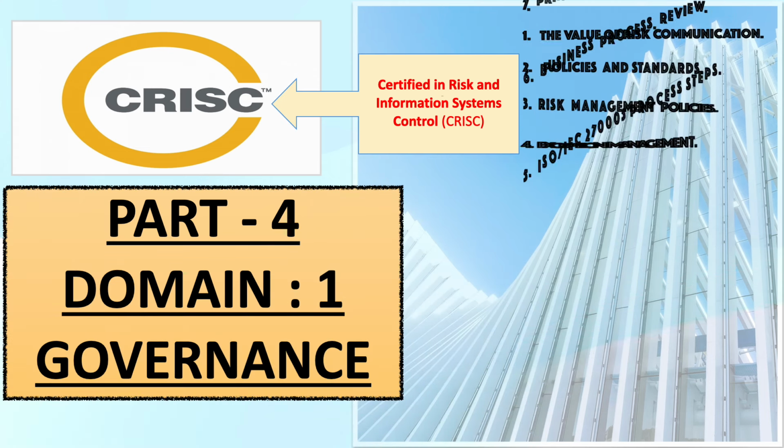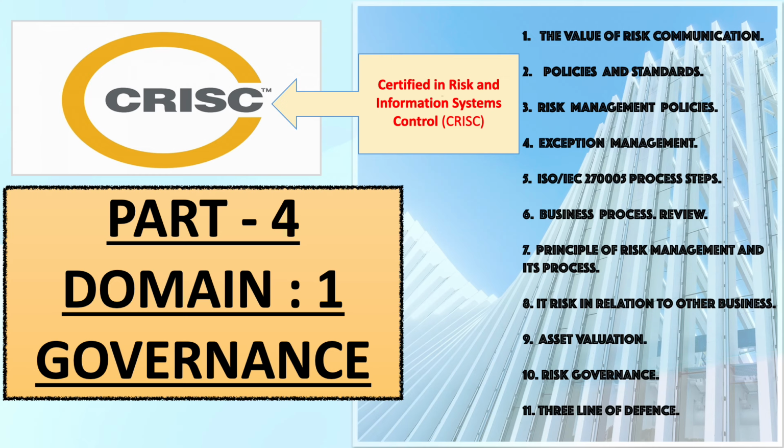In this part, we'll be covering topics such as the value of risk communication. Second will be the policies and the standards, their differences, and risk management policies. Fourth will be exception management. Next, the ISO IEC 27005 process steps, which we'll hear in detail. At last will be the business process review, principles of risk management and its process, and IT risk in relation to other businesses.